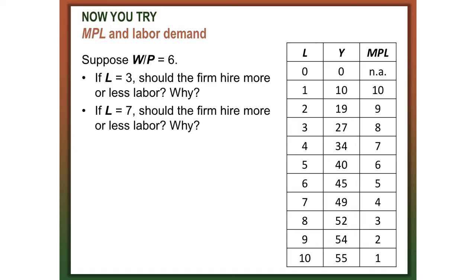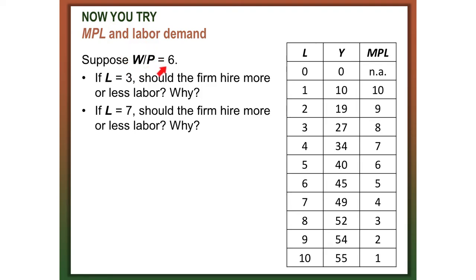Now, the marginal product of labor looks at how much additional output each worker contributes. So when we go from 0 to 1, we get 10 additional units of output, so the marginal product is 10. When we go from 1 to 2 workers, we go from 10 to 19 units of production, so in other words, we increase by 9. The second worker contributes 9 additional units of output, and on and on. So let's suppose the firm looks at the market wage and they say, okay, if we're going to hire a worker, it's going to cost us 6, right?